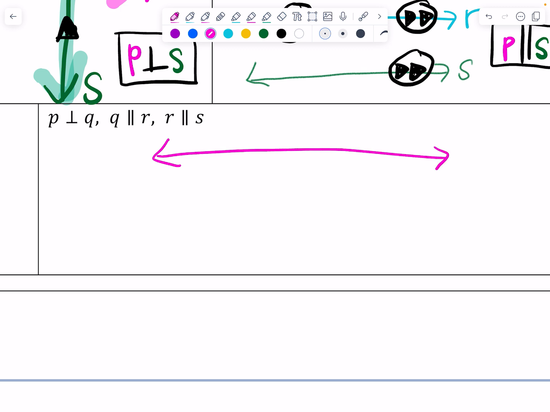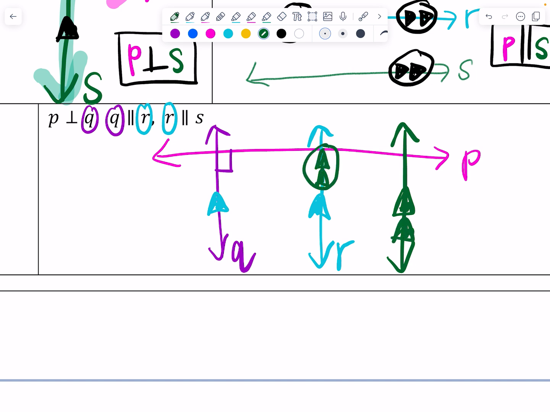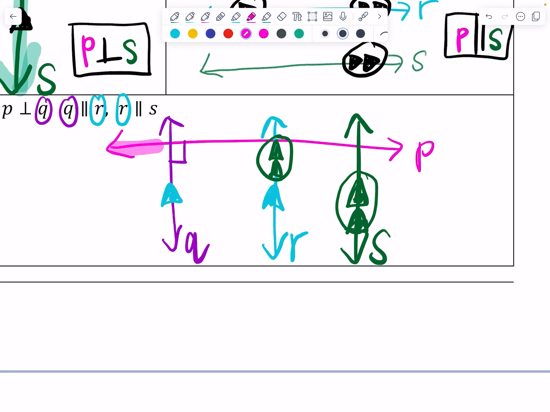So line P is perpendicular to Q. So I'm going to draw those crossing at 90 degrees. I'm going to call that Q. And then Q is parallel to R, so Q and R face the same way. Again, I'm going to put a single triangle to show that those are parallel. And then we know that R is parallel to S. So I'm going to draw another line facing the same way. I'm going to do 2 triangles on that one in green. I'll do 2 triangles on that one in green as well. So those are parallel as well. There's line S. It wants to know ultimately what is the relationship between line P and line S.